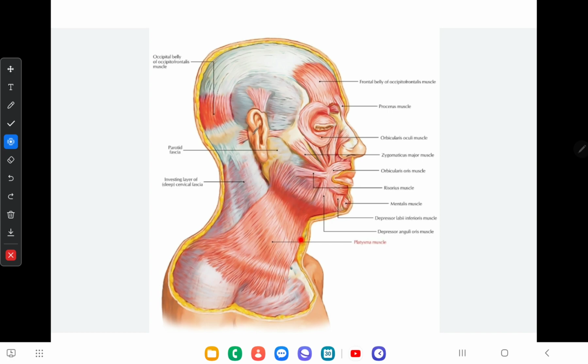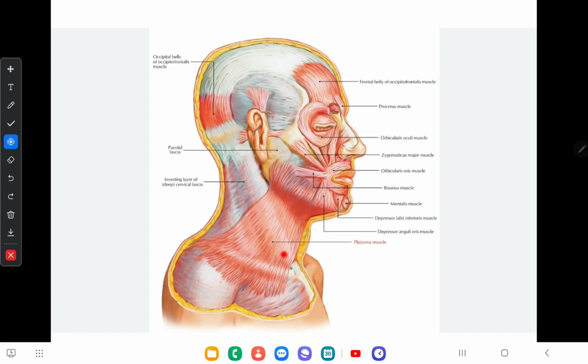Let's see how the platysma muscle originates. It originates from the fascia over the deltoid muscle and pectoralis major muscle. Then these muscle fibers pass upward, superficial to the clavicle, and spread out as a thin sheet in the superficial fascia. Muscle fibers coming from the two sides meet in the midline.